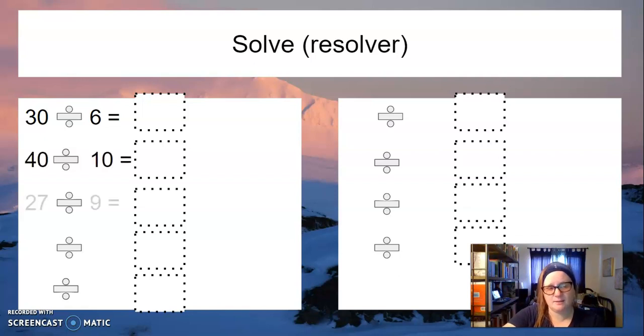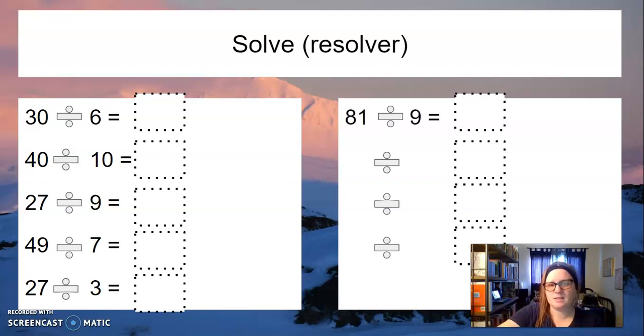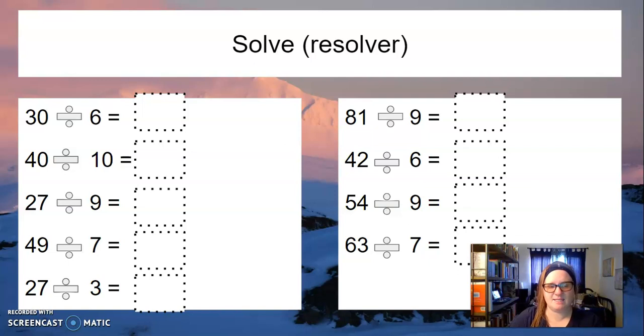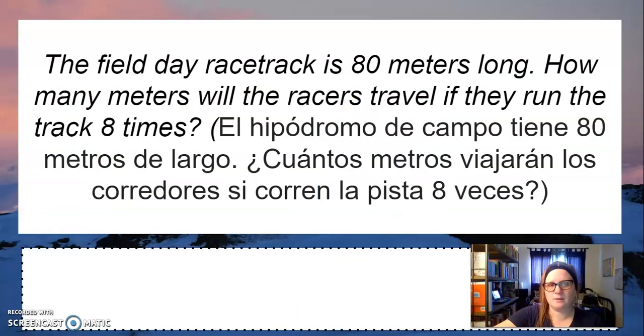40 divided by 10. 27 divided by 9. 49 divided by 7. 27 divided by 3. 81 divided by 9. 42 divided by 6. 54 divided by 9. And 63 divided by 7. Put your answers in the box, and please do this before moving on because this is your math warm-up and it'll get you started for your day. Back in 5, 4, 3, 2, and 1.